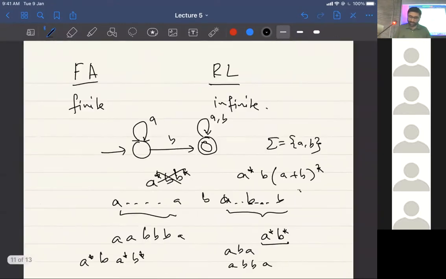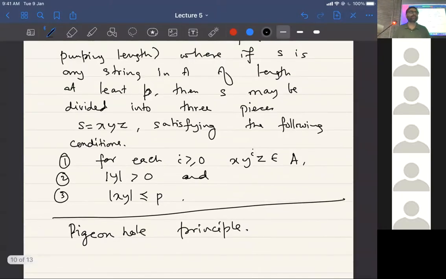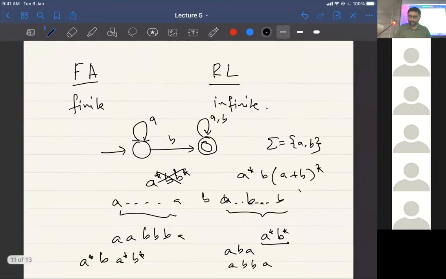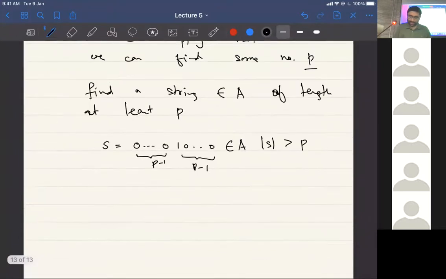So let's go back to the conditions and see what conditions this string must exhibit. It says that if you can find such a string, it can be divided into x, y, z, such that for each i greater than or equal to 0, for i equal to 0, 1, 2, 3, for any natural number, x y^i z must be in A. So let's say over here, s is equal to 0, 0, 0, 1, 0, 0, 0. I say this part is x, this part is y, and this part is z. I can do it.